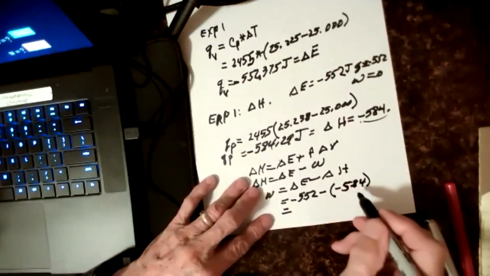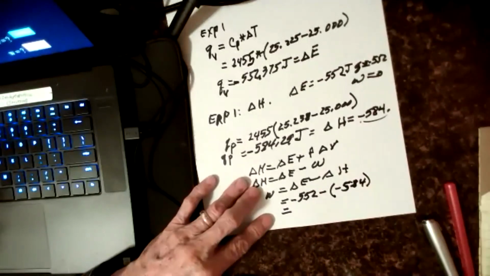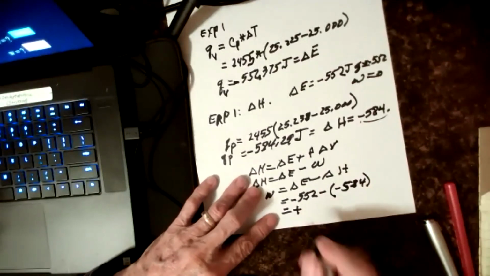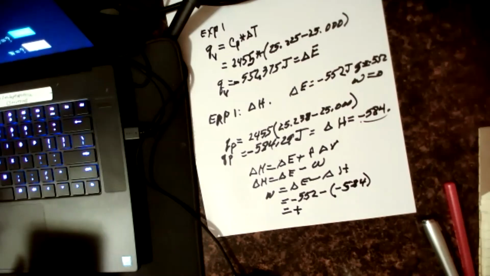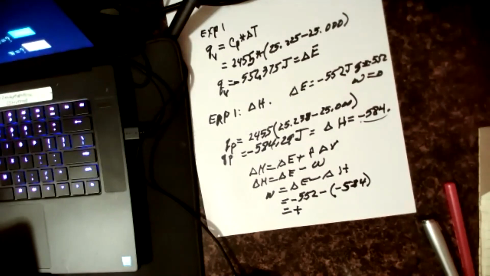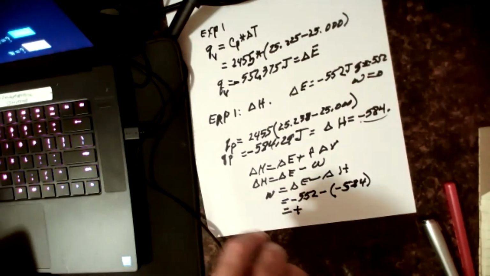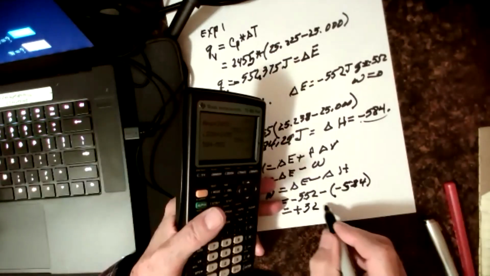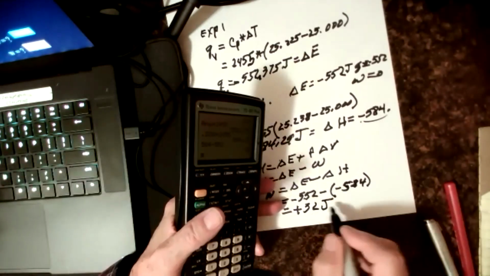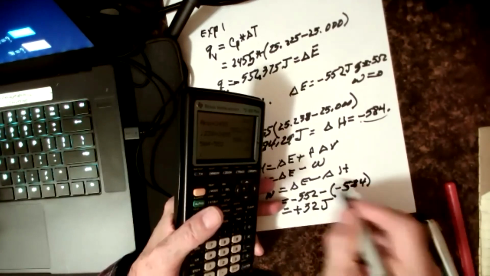So that's positive, so 584 minus 552 is going to be positive. And now let's see, what's the value? 584 minus 552 gives me plus 32 joules. Now I've calculated the sign here.